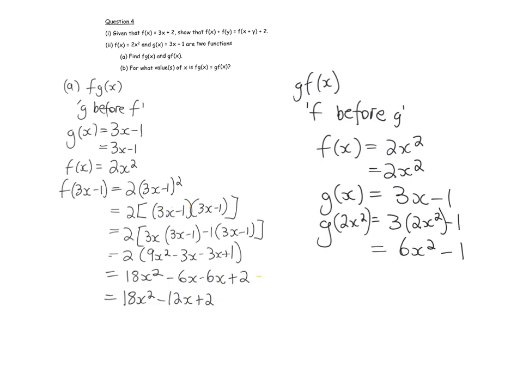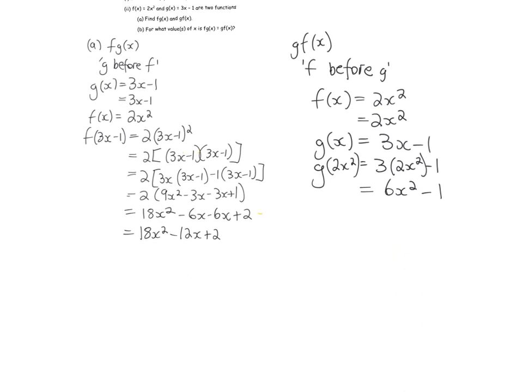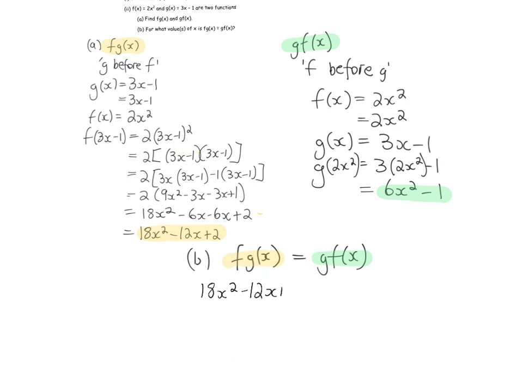Then for part B, we need to figure out where f of g of x is equal to g f of x. Again, just to highlight where we're going here. So we have here f g of x, and that was up here, which gave us an answer of 18x squared minus 12x plus 2. And then we have g f of x, which we got up here, and that gave us an answer of 6x squared minus 1. Then, figuring out the answer for this, we get 18x squared minus 12x plus 2 is equal to 6x squared minus 1.